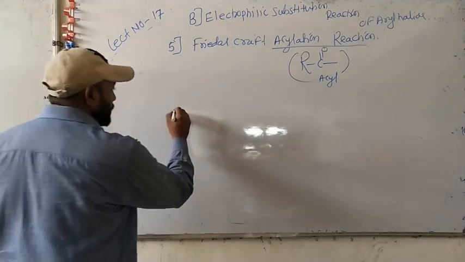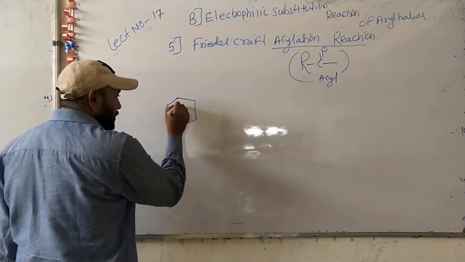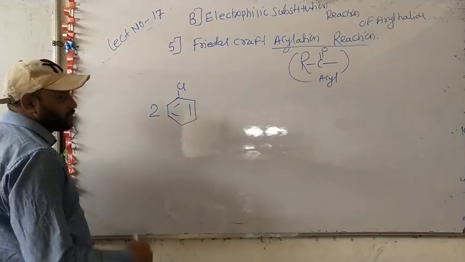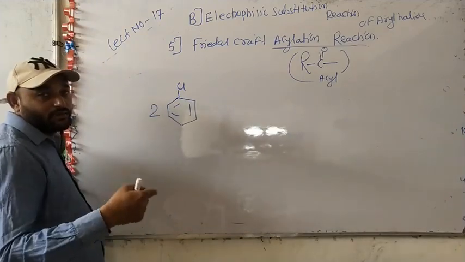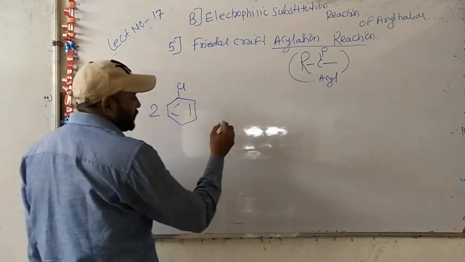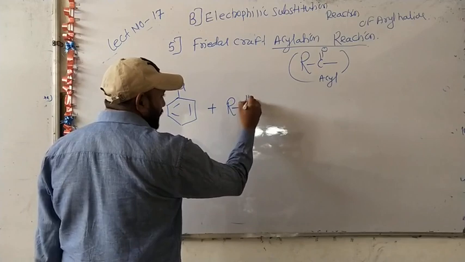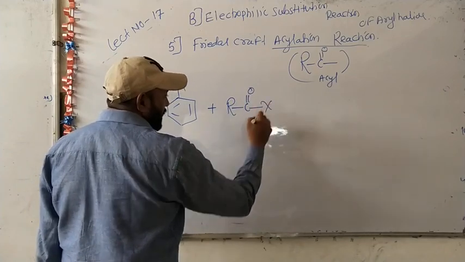So again we have taken chlorobenzene. How many times? Two times. One for the ortho substitution and the second for the para electrophilic substitution. And second, as the acylating agent, we have taken acyl halide.